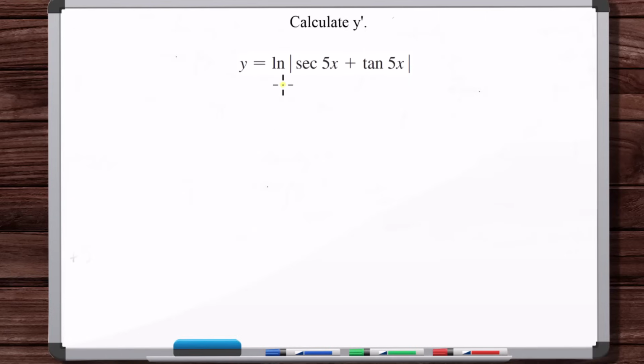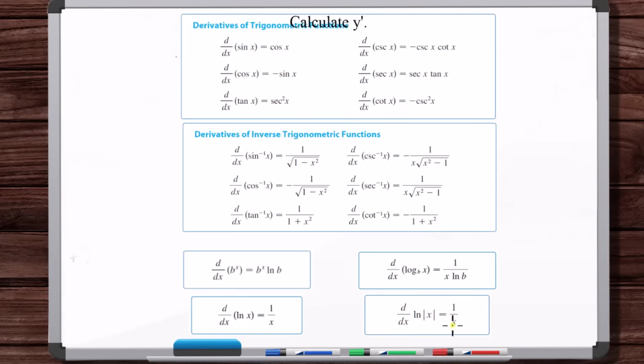Okay, chain rule. We have the natural log of some function of x, or the natural log of the absolute value of some function of x. So what is the derivative of the natural log of the absolute value of something? It's just 1 over that something. You can just take off the absolute value. This is one of those derivatives that's nice. That's why e and natural logs are great with derivatives. This is one of the reasons.